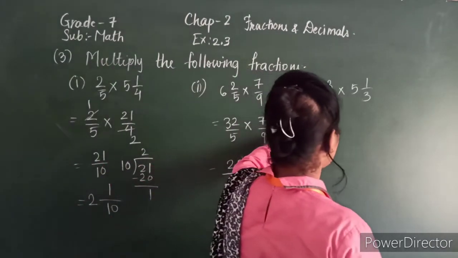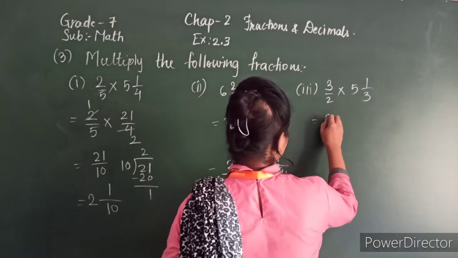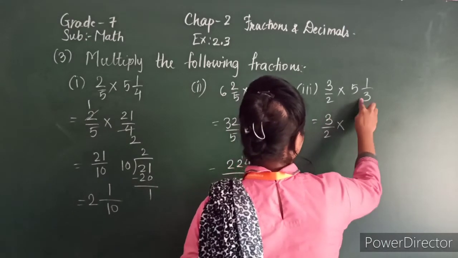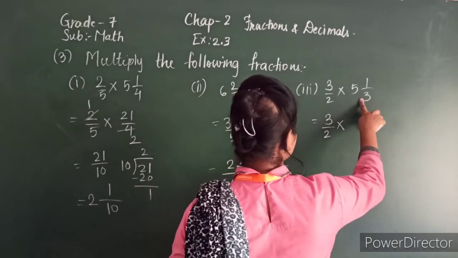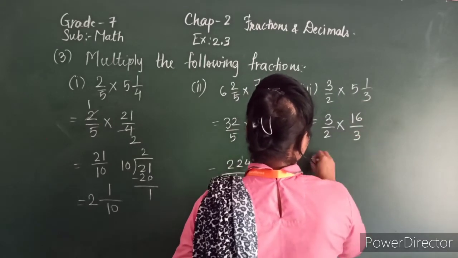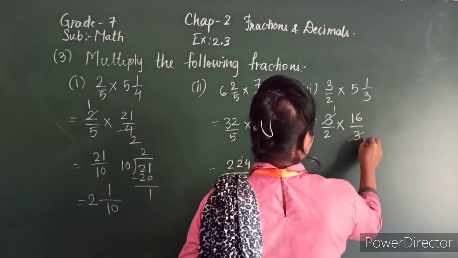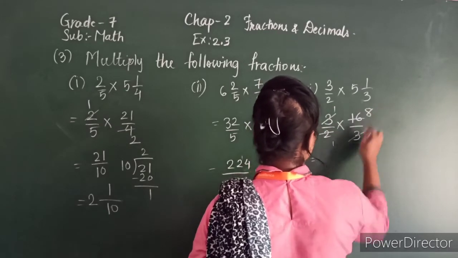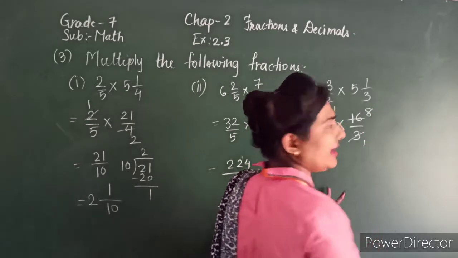Then the third one is 3 upon 2 into 5 1 by 3. So this number is given in a mixed fraction form, so we have to convert this. That is 3 5s are 15, 15 plus 1 is 16 upon 3. So here cutting is possible. 2 1s are 2, 2 8s are 16. So our answer is 8.